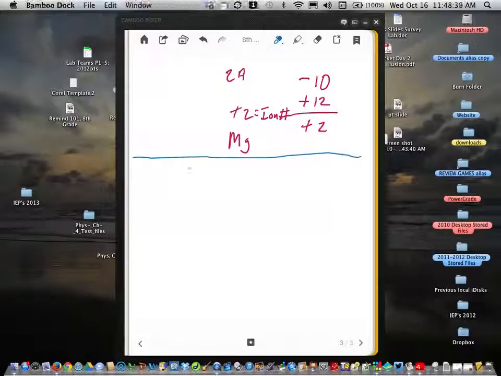So, writing binary formulas. The first example there on your worksheet lists sodium and chlorine.